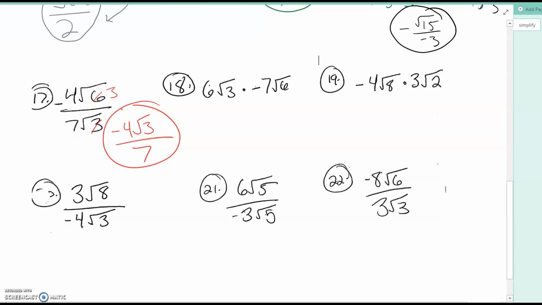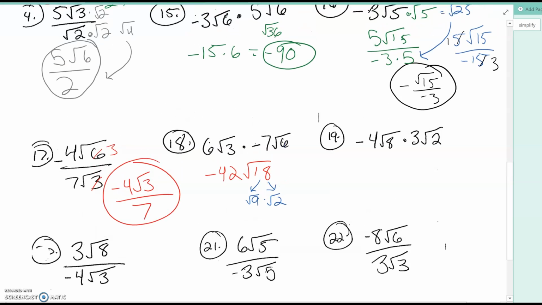Outside with outside, inside with inside. 6 times negative 7 is negative 42. 3 times 6 is 18. Oh, wait. If you guys got square root of 18, make sure you simplify. I can still break that down into 9 and 2. Okay, the last thing before you circle it, just make sure, check, is it divisible by 4? Is it divisible by 9? 4 and 9 are the only two.